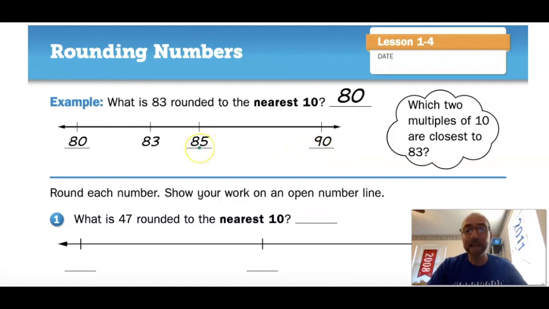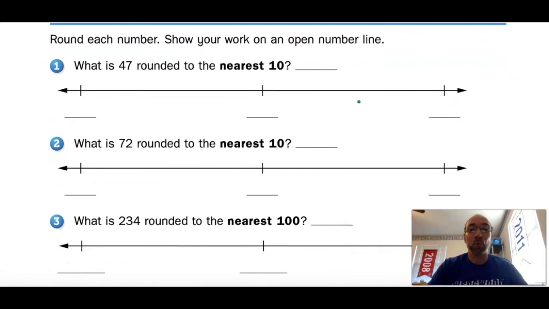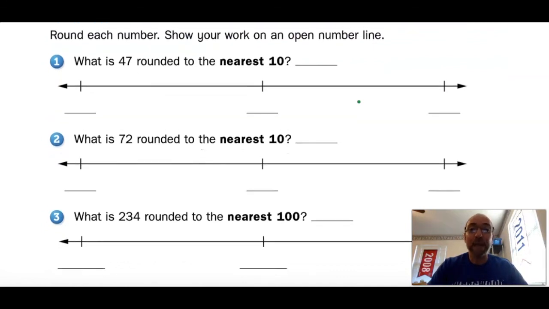And the halfway number is 85. And when I found where 83 was and put that tick mark and labeled it, I now can see that 83 is closer to 80. Your job is to complete problems 1, 2, and 3.